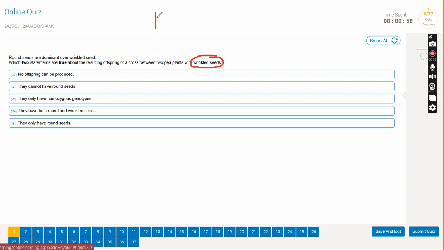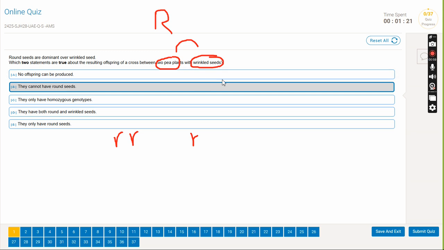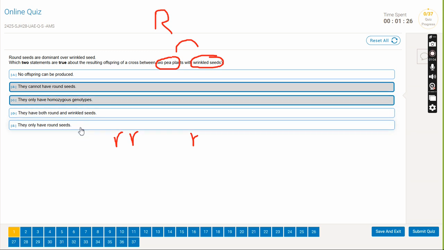Now remember, if there is a dominant R present in the two pea plants, they will have at least one pea plant that is dominant, but they don't. So that proves that both of the pea plants are small r recessive. Only then will they have all wrinkled seeds, right? They cannot have round seeds, because they're all wrinkled seeds. The next thing is that they have only homozygous genotype. Why do they only have homozygous genotype? Only then can they have all wrinkled seeds.